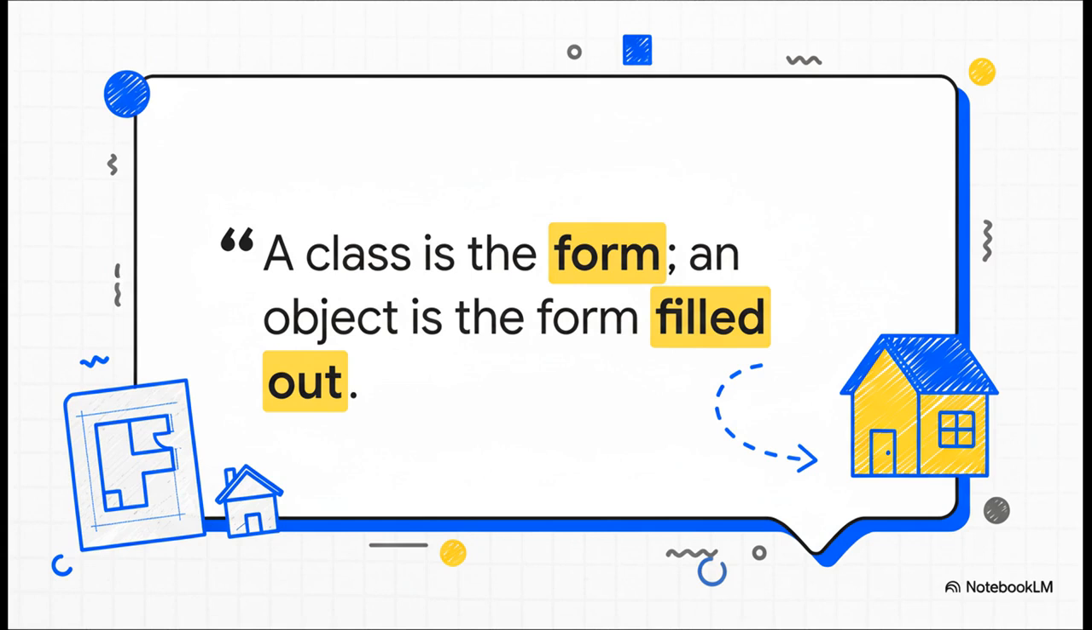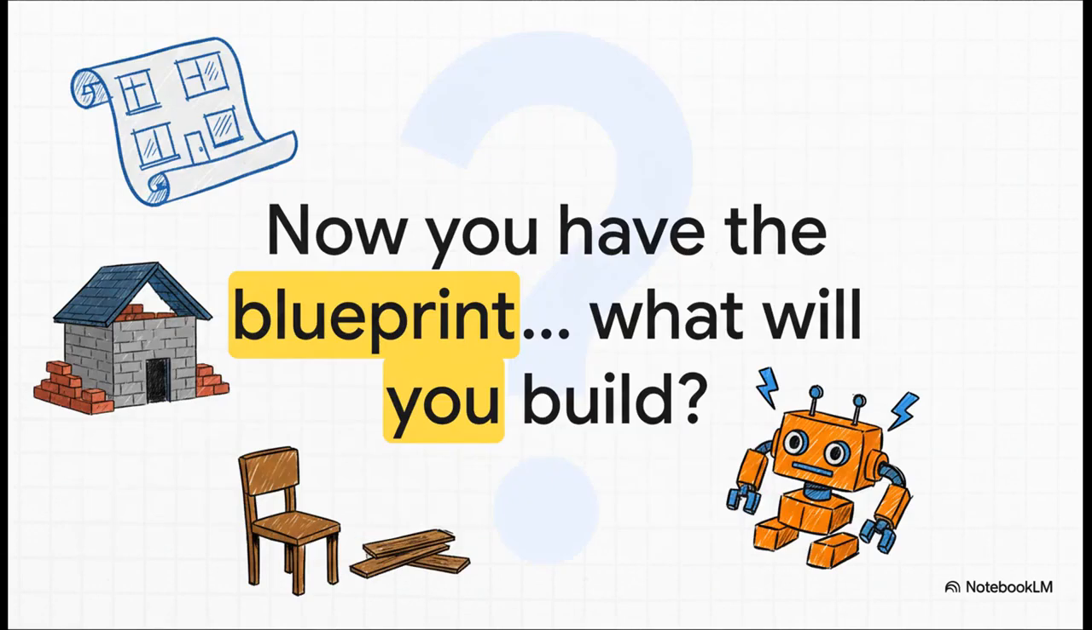So look, if you take away just one single thing from all this, let it be this right here. A class is the form. An object is the form filled out. It's the blueprint versus the actual physical house. Get that? And you've got the core idea. Honestly, this one concept is the absolute key. It's the foundation for building pretty much any complex, organized, and powerful application you can think of. So, now you have the blueprint. What are you going to build?